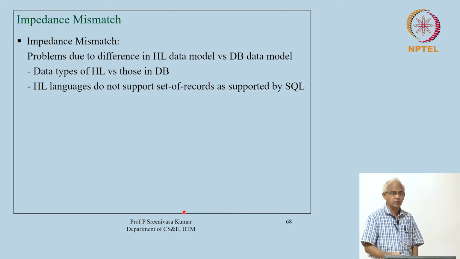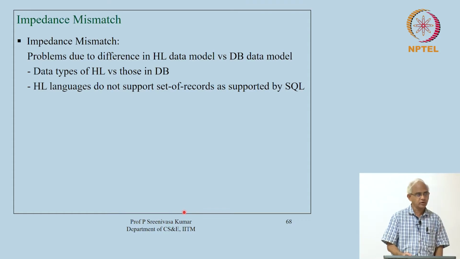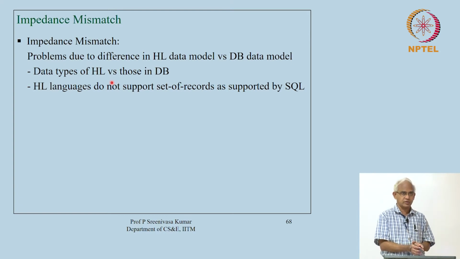There is one term used in this context called impedance mismatch. The term itself comes from the electronics domain, because impedance is normally used in electronic circuits and things like that. But anyway, it illustrates the problems that might arise due to the difference between the data model in the host languages, typical programming languages, versus the database data models. Of course, you can see the differences are in two forms.